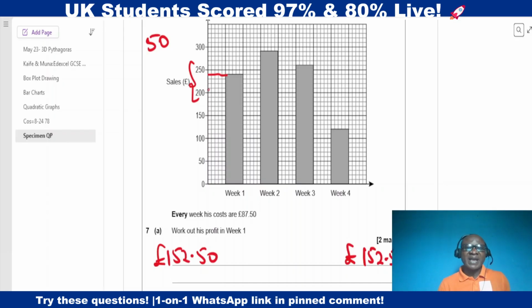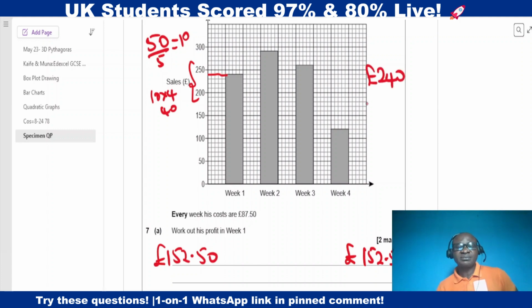The difference here is 50, and there are 5 lines there. So 50 divided by 5, each line represents £10 for sales. That means if you add 40, that is 10 times 4 lines above 200, the sales in week 1 is £240. Is it correct? Is that what you got for the sales?